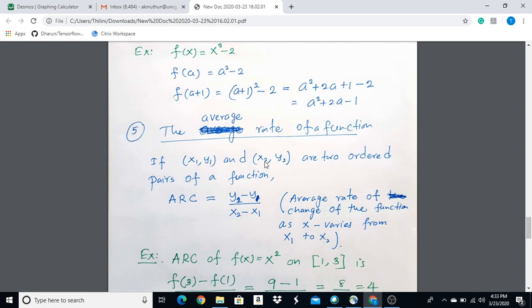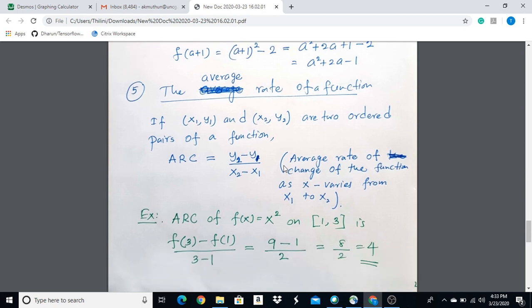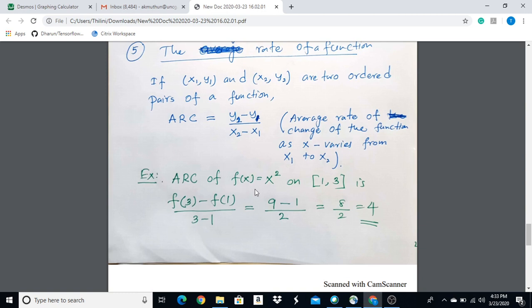x1, y1, x2, y2. Now we define the average rate of a function between these 2 points to be y2 minus y1 divided by x2 minus x1. That is exactly the same way that we find the slope of a line: y2 minus y1 divided by x2 minus x1. So this is the average rate of a function as x varies from x1 to x2. That's how we define it.